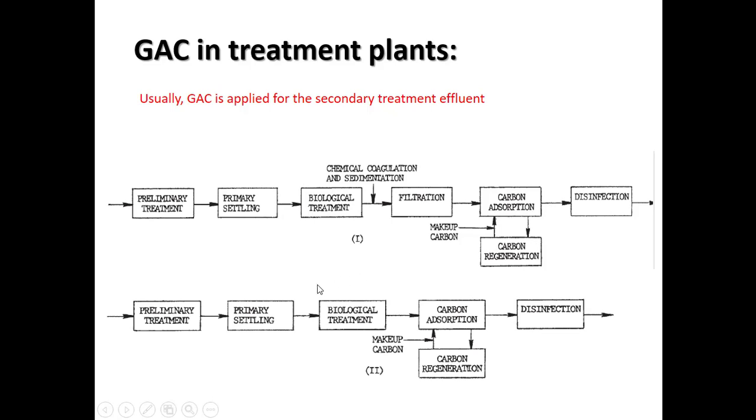Okay, and in the other way, in the water treatment of river water, we have the preliminary, primary settling, biological treatment. We have carbon adsorption or carbon regeneration, and disinfection. In this process, we don't have chemical coagulation and sedimentation, so directly we have carbon adsorption and carbon regeneration, and then disinfection. So the difference between path 1 and path 2 is there is no chemical coagulation and filtration. Why? It depends on the characteristic of water or wastewater that is going to be treated.